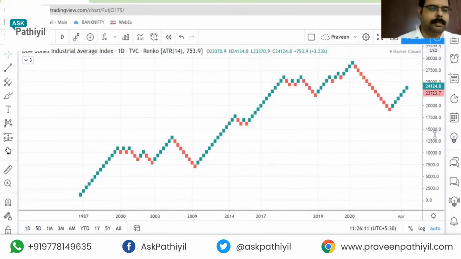The logic is very simple, that wicks means that we are trying to inculcate the noise. The beauty of the Renko charting itself is to eliminate the noise completely and to just concentrate on the trend part. So by eliminating the wick, you will see that there is a smooth flow of the Renko chart in this particular presentation.